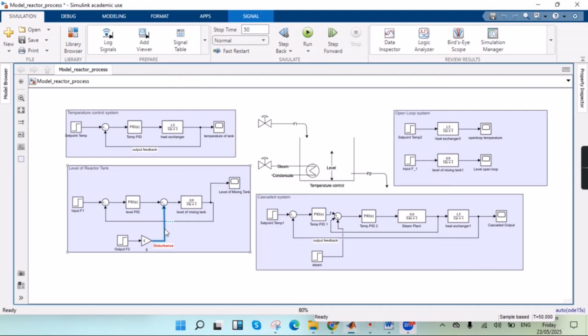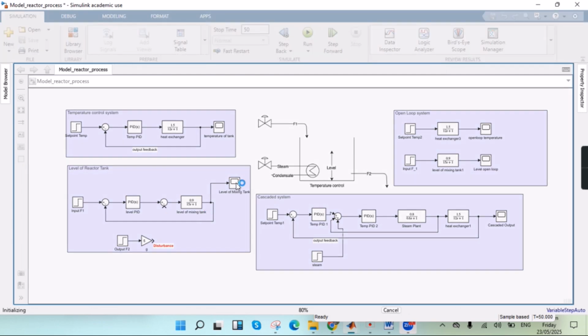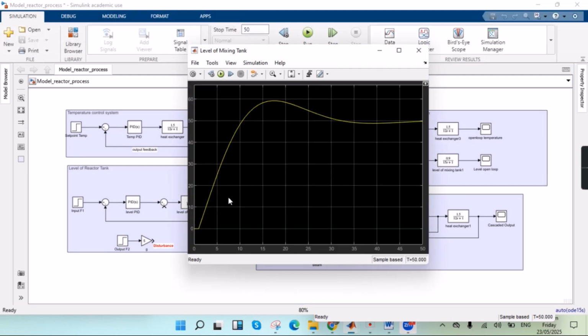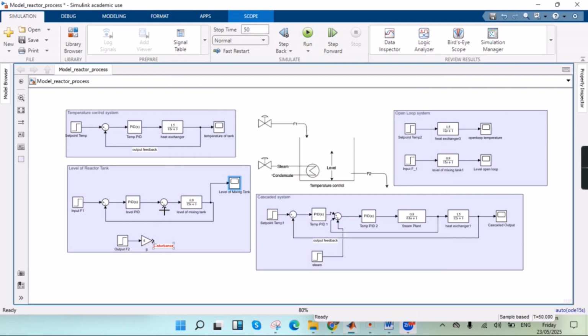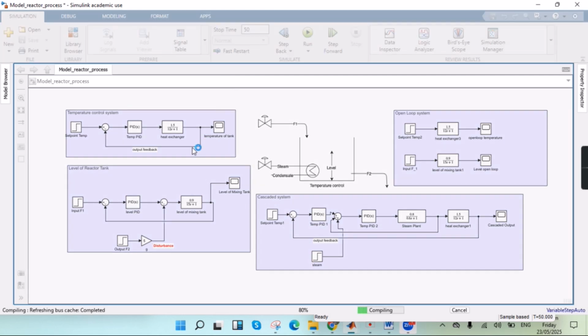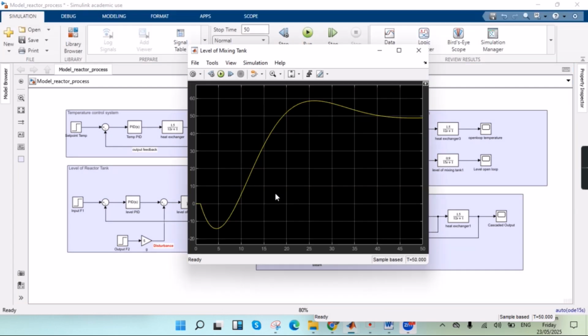Let's just remove the disturbance and run again, and we will see the behavior is changed. See, the negative values are gone. So we just need to add it here again. See, its behavior also changed.